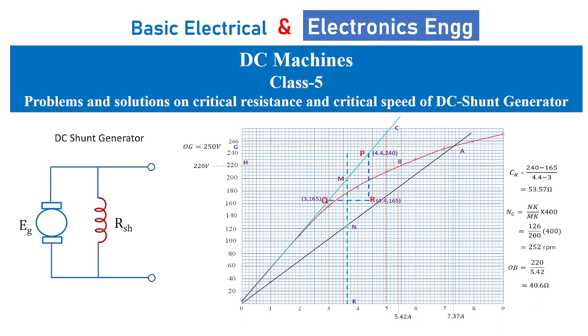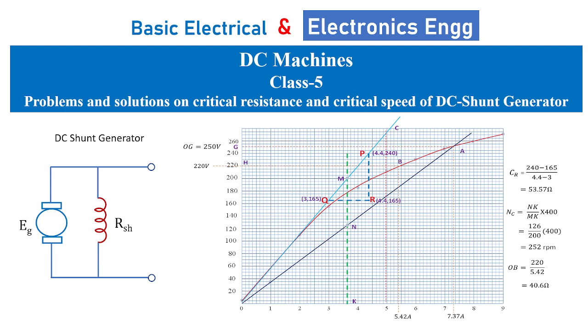In today's class 5, under DC machines, we are going to see some numericals and their solutions on critical resistance and critical speed of DC shunt generator. So, in order to understand the characteristics of DC machines, especially DC generator, we need to know how the performance of DC generator is obtained by looking into its characteristics.